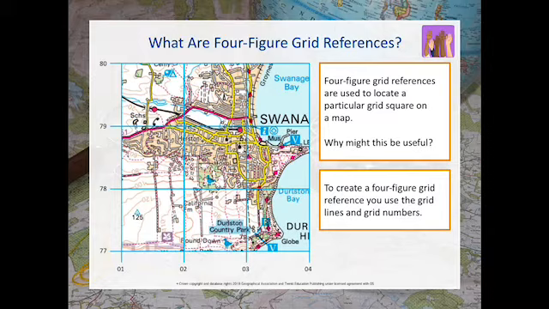What are four-figure grid references? Four-figure grid references are used to locate a particular grid square on a map. Why do you think this is useful? Grid references make maps easier to read. To create a four-figure grid reference, you use the grid lines and grid numbers.